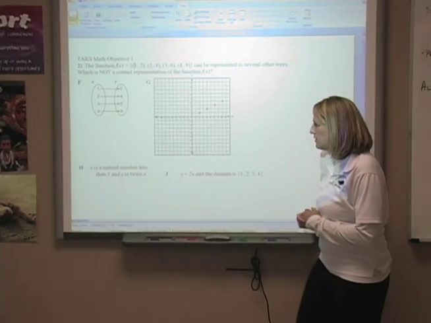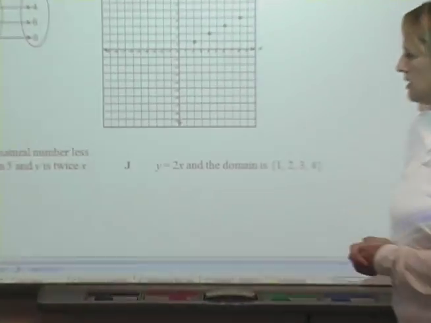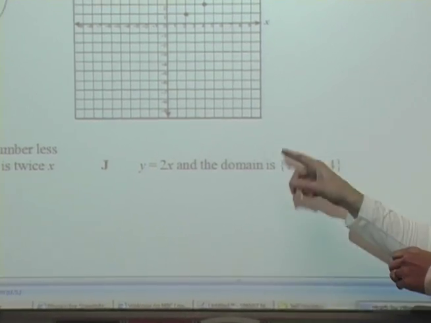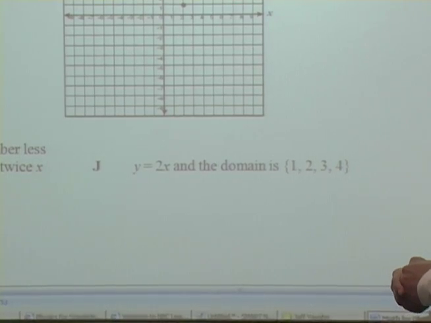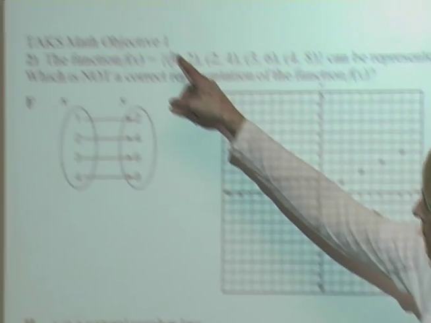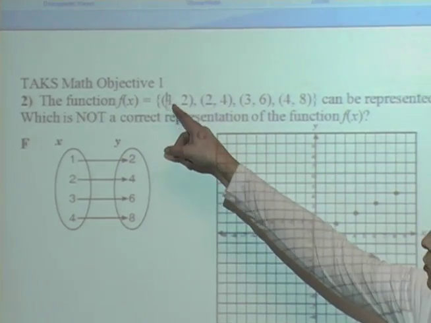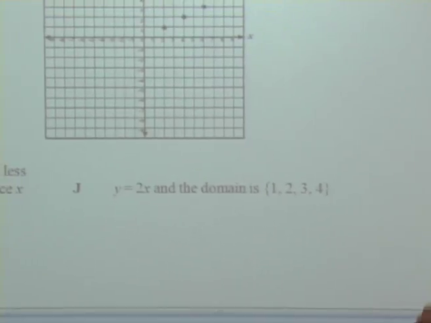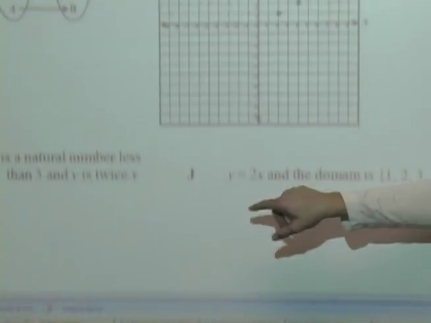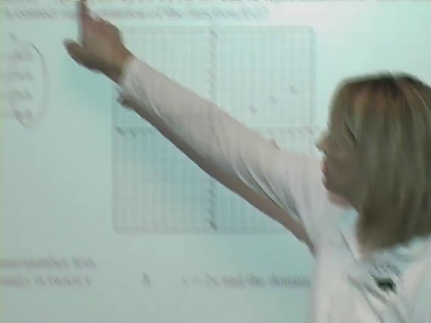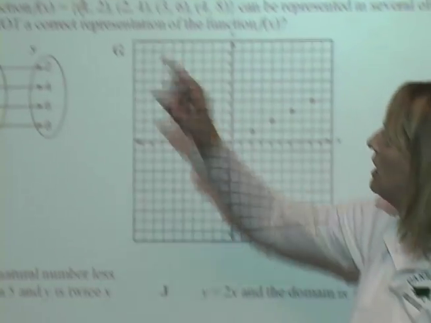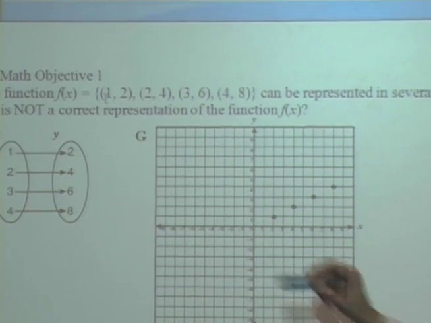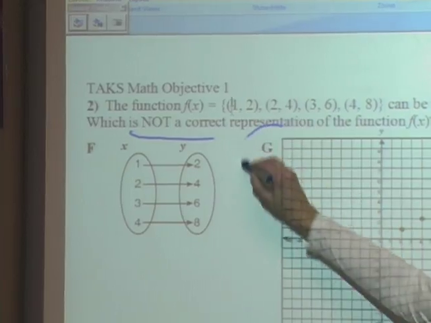And then lastly, they give us an equation to test. Y is 2 times x, and your domain is 1, 2, 3, and 4. Remember that domain is a list of all possible x values. So when I look up here, my list of x values would include 1, 2, 3, and 4, which is the domain listed here. And again, it's telling me that y is twice x. So is this y value twice that x? In each of these cases, that is true. So the only one that is not a correct representation is G.